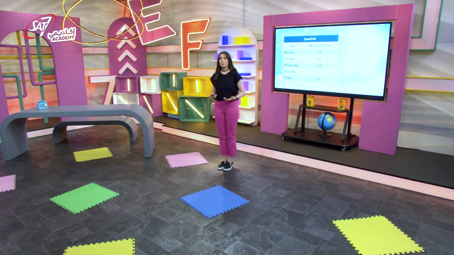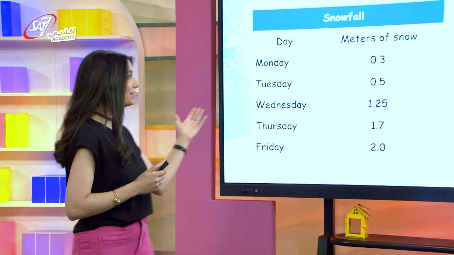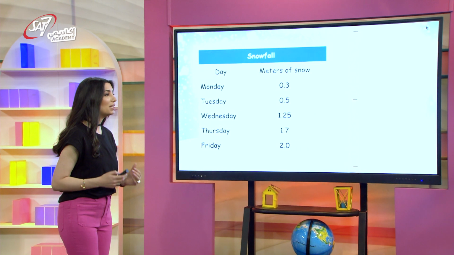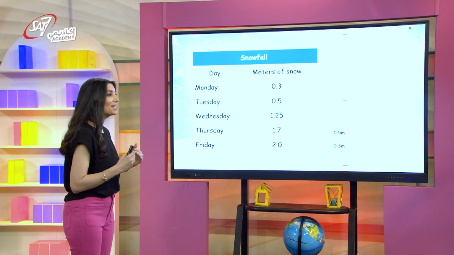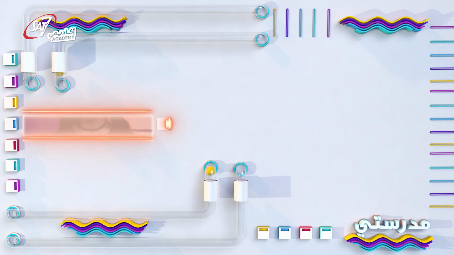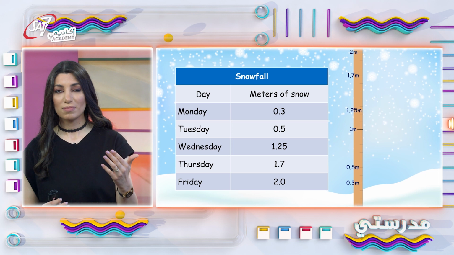On which day was there less than 1 meter of snow? Look at the table. On Monday, there were 0.3 meters of snow, which is less than half a meter. On Tuesday, there were 0.5 meters. This number is exactly between 0 and 1.